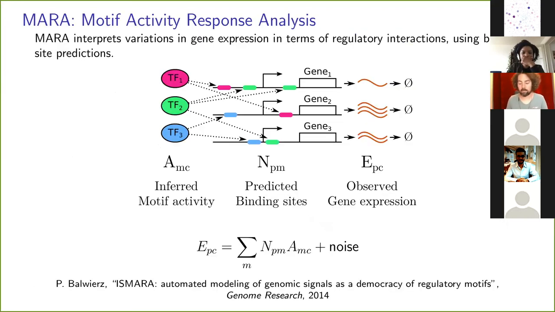So to infer the set of regulators, we used a model that was developed in the group of Erik van Nimwegen about a decade ago called MARA, standing for Motif Activity Response Analysis. So very quickly, what this model does is to first predict binding sites of transcription factors on the promoters of the genes and binding sites of microRNAs on the 3' untranslated region of the transcripts. Then it interprets gene expression as a linear combination of the number of motifs on that gene times the activity of the corresponding motif. So it uses predicted binding sites and observed gene expression to infer a motif activity per cell.